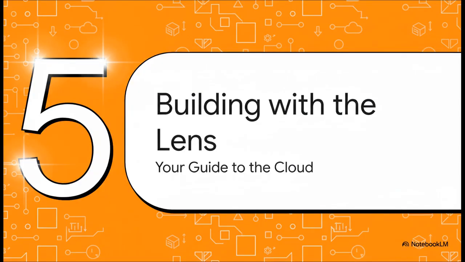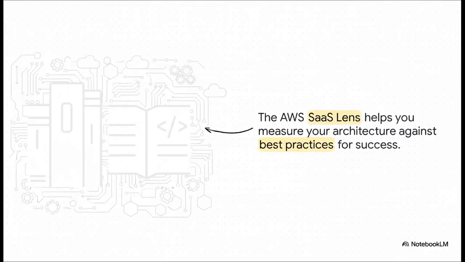Okay, so you get the principles, you've seen the patterns, but how do you actually pull all these ideas together and make the right calls for your own app? Well, that's exactly where frameworks like the AWS Well-Architected SaaS Lens come into play. It's basically a playbook, a structured collection of best practices. It helps you look at your own design and measure it against proven strategies for things like security, reliability, and cost, making sure you're building on solid ground.